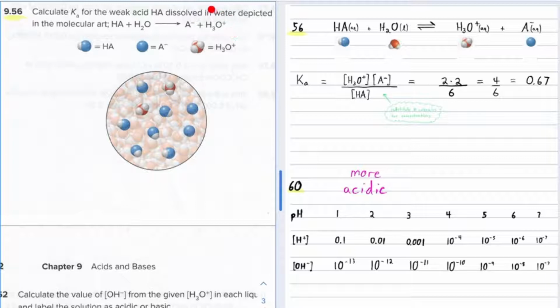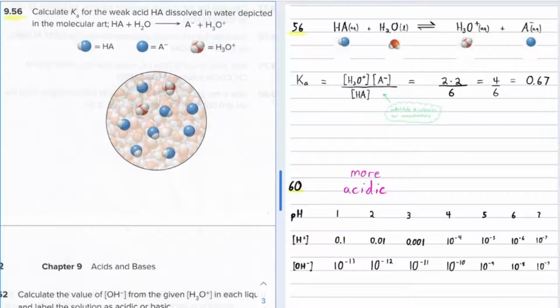Here is the chemical equation that describes the dissociation of HA as it dissolves in water. And here's the molecular art. So there's something about how many molecules you see in here that's going to allow you to calculate Ka.